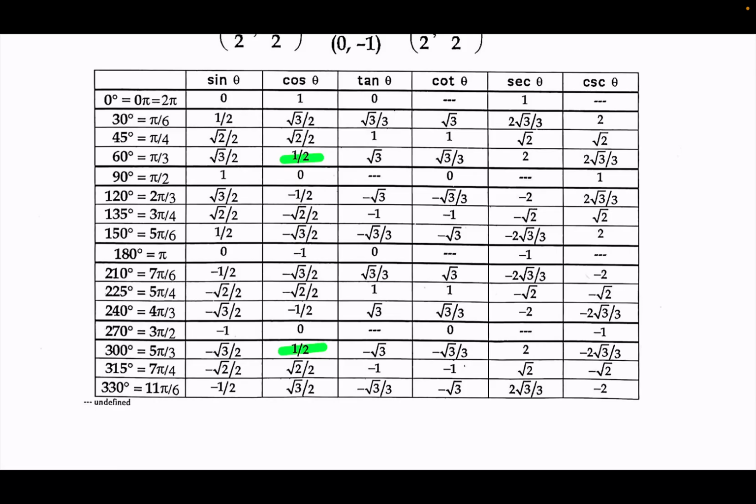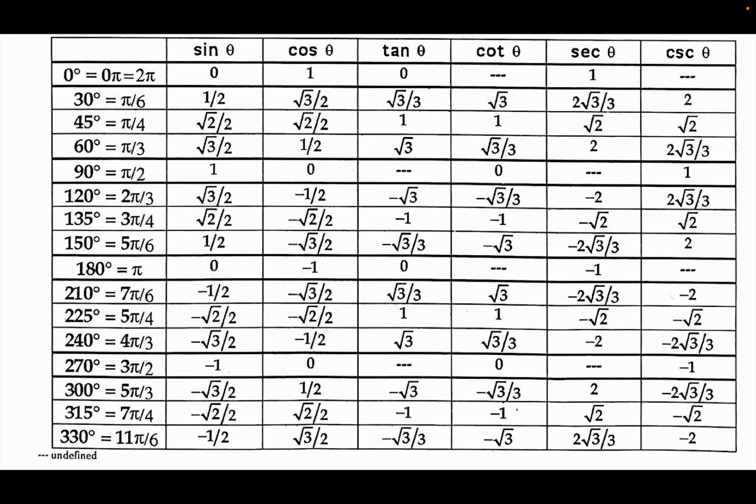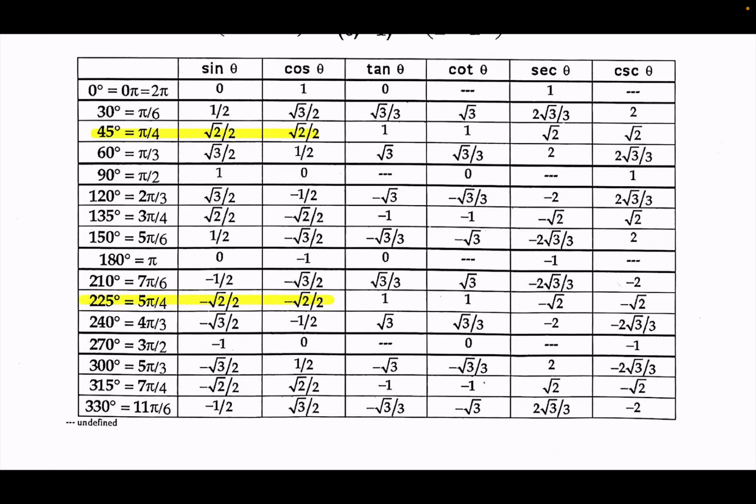So sine and cosine, they're exactly the same at pi over 4. So pi over 4 is one of them. And then the other one is 5 pi over 4. So pi over 4 and 5 pi over 4.